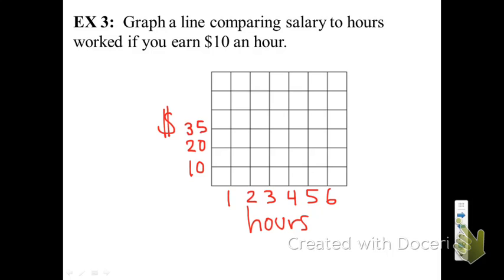We could have gone by 5s. Definitely not by 1s, though. We wouldn't ever get up to 10 on this graph.